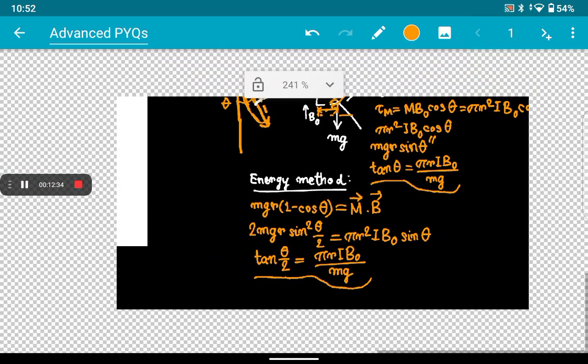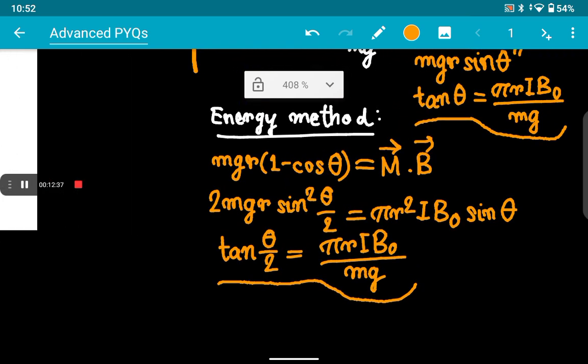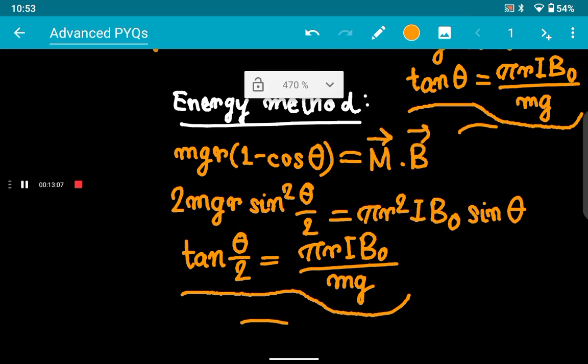So that's why the two different methods give two different solutions, and the question becomes a little ambiguous. Also, you may argue that it can be in motion and still in equilibrium, so that's also a point of argument. But by your logic, if you equate these two, this will give that tan theta is equal to tan theta by 2, which is not possible for any theta in the range 0 to pi by 2.